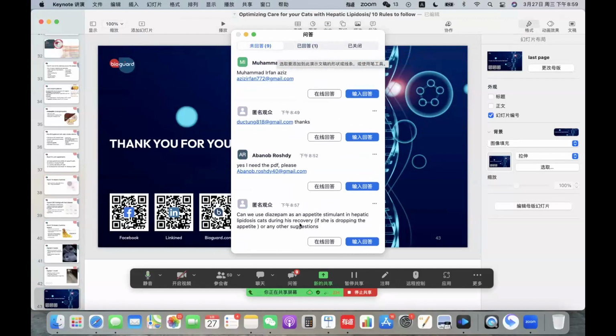Can we use diazepam as an appetite stimulant in hepatic lipidosis during his recovery? And if he is dropping the appetite, are there any other suggestions?